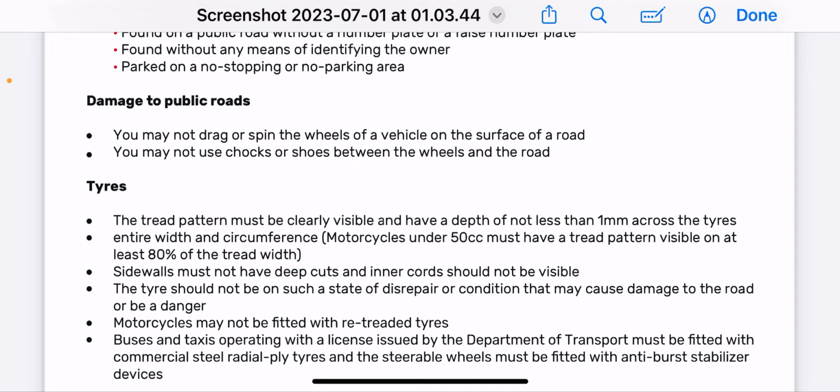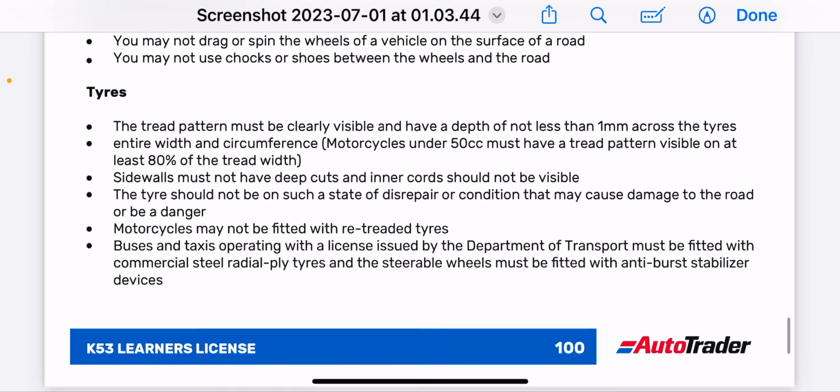And then, damage to the public road. You may not drag or spin the wheels of a vehicle on the surface of the road. You may not use shocks or shoes between the wheels and the road.